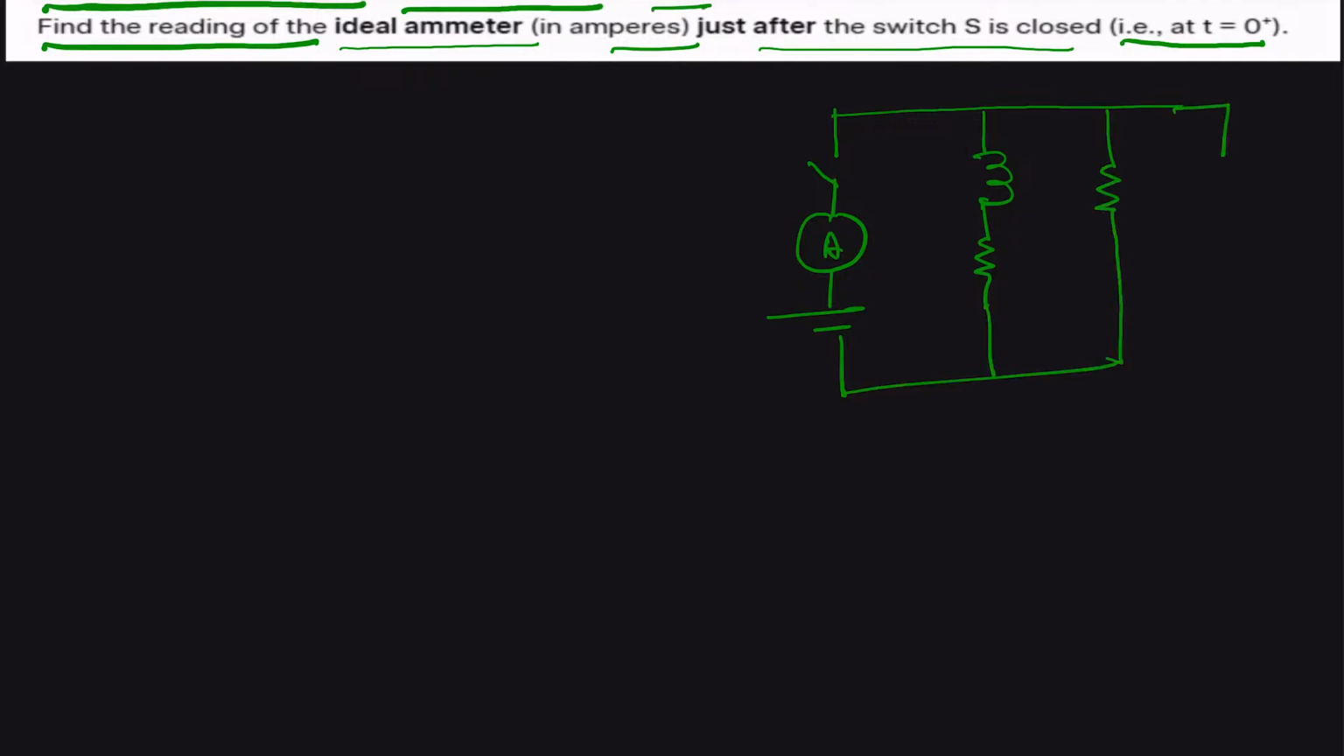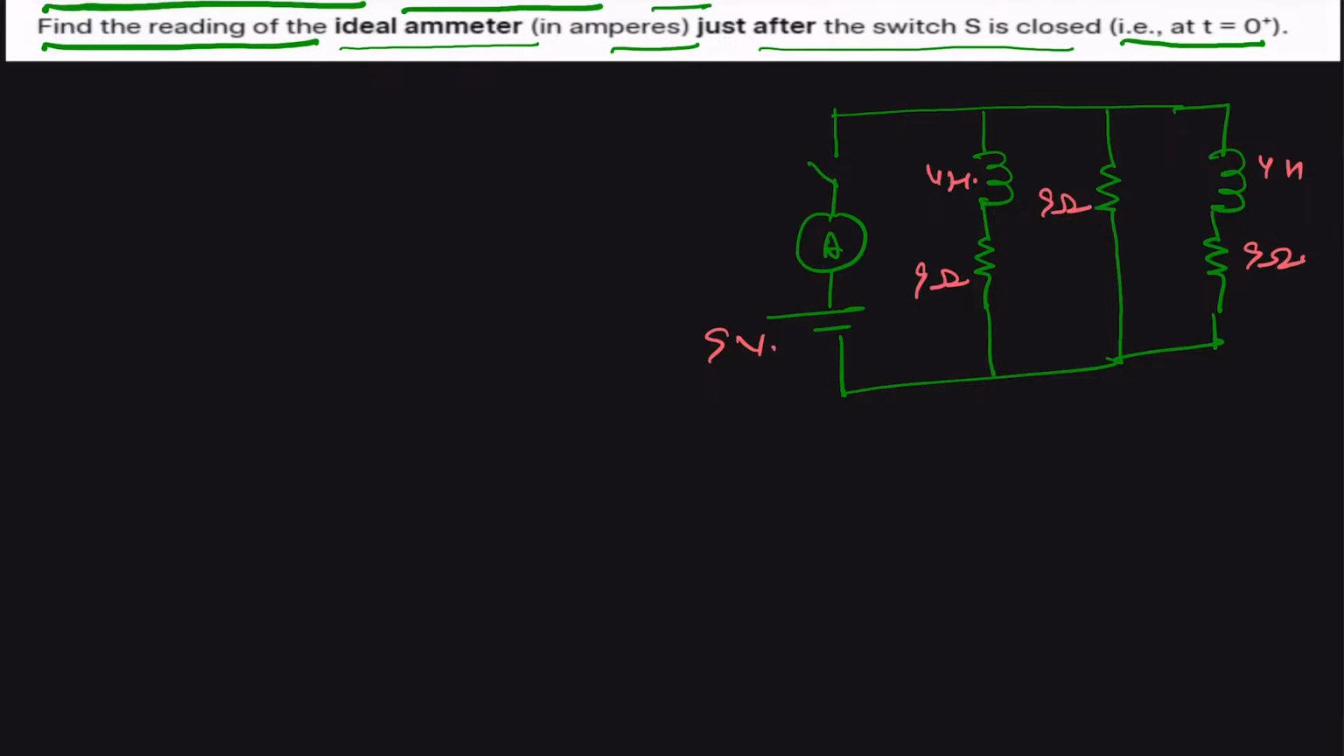So initially the switch was open, and here we are having an ammeter, and then there is a voltage supply, and we have an inductor with the resistance. Here we are having only resistance, and finally we are also having an inductor in series with resistance, and the inductors are given to us as 4 Henry. This is 9 ohm, 9 ohm, and this is 4 Henry as well as 9 ohm, and the supply is given as 9 volt.